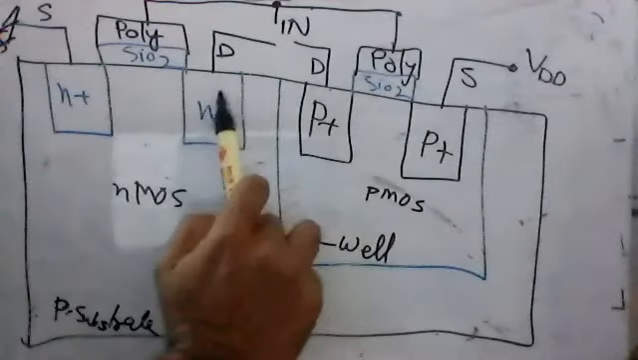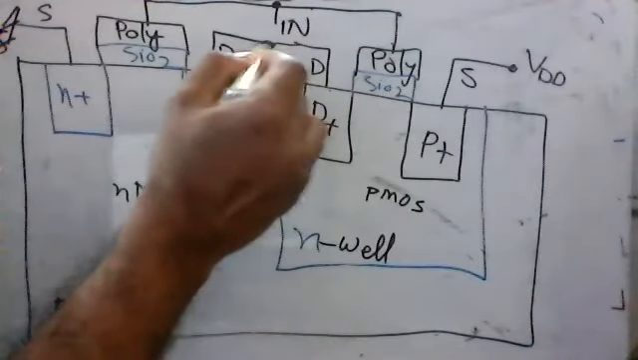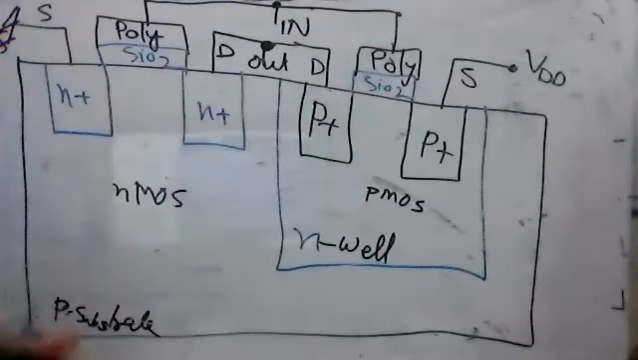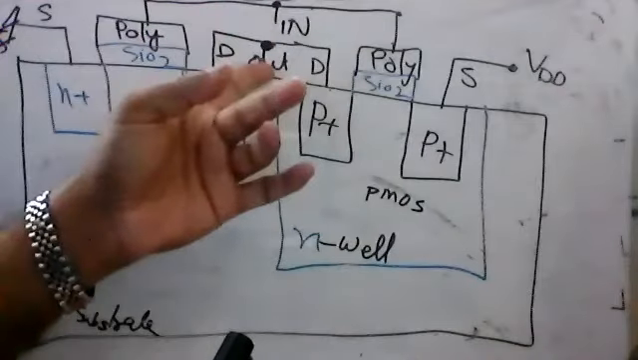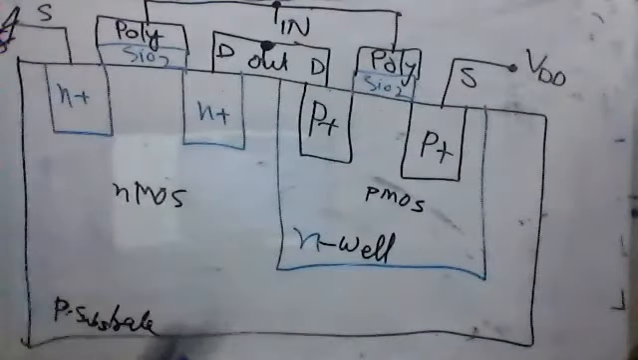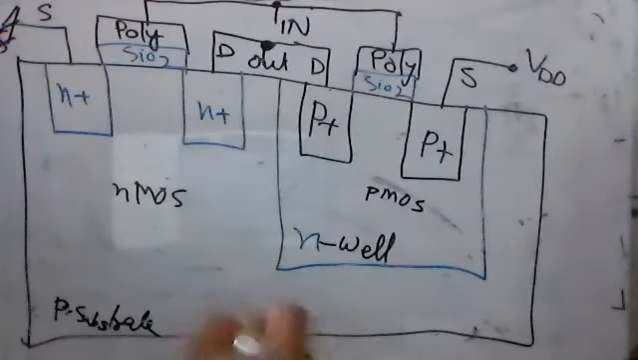This is a drain for the NMOS, and the two drains are connected, and this will be the output point. So this is the one CMOS, and we connect those two drains to get the output, and to get that we apply input, and this is the main power supply, and this is the ground. So this whole thing is a NOT gate, right? The whole thing is a NOT gate.